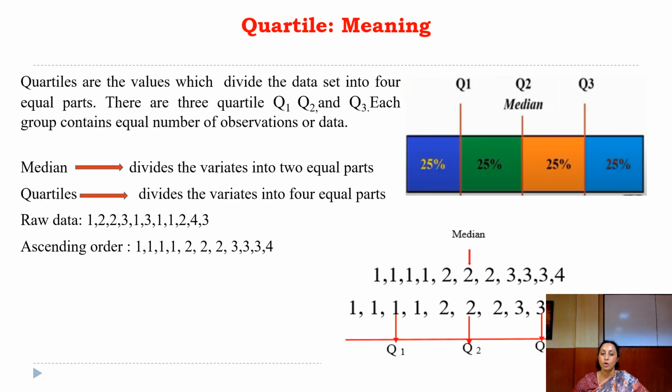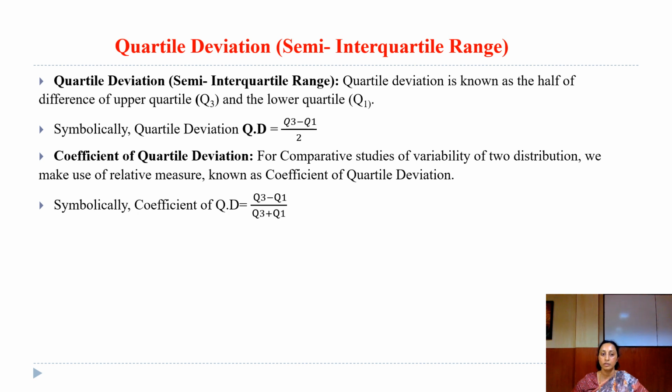Now let us understand what a quartile deviation is. Quartiles are the values which divide the data set into 4 equal parts. There are 3 quartiles, Q1, Q2 and Q3. Q1 includes the first 25% of the data, Q2 includes 50% of the data and Q3 includes 75% of the data. We know that the median divides the data set into 2 equal parts, whereas the quartiles divide the data set into 4 equal parts. Let us understand how to find the quartile deviation. Quartile deviation is given by Q3 minus Q1 divided by 2, and the coefficient of quartile deviation is given by Q3 minus Q1 divided by Q3 plus Q1.